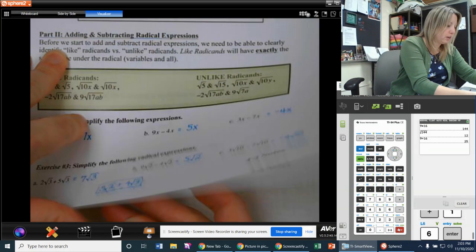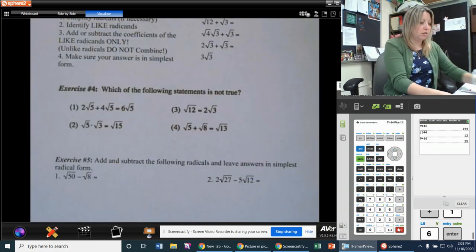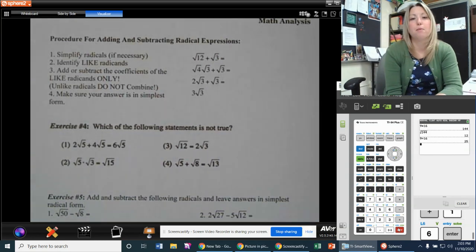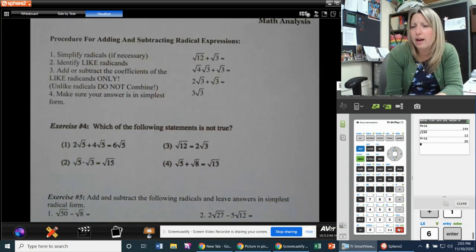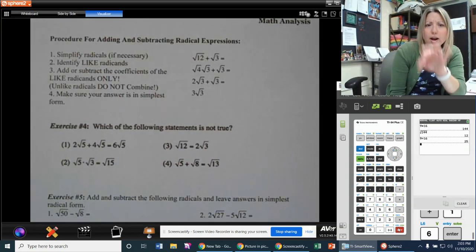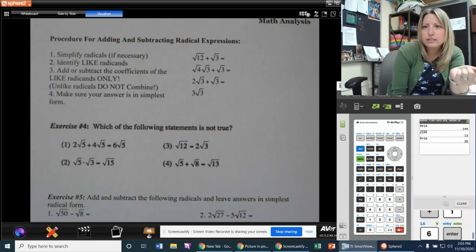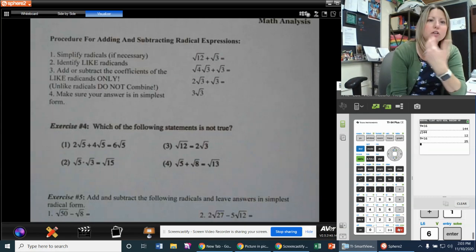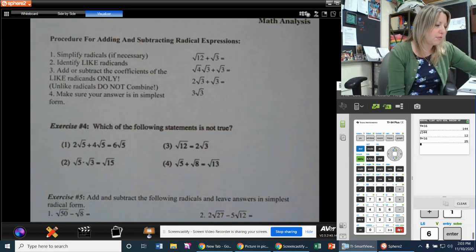Example. There is my procedure for doing so. If you don't have like radicals right off the bat, try simplifying one of the two. See if you end up with like radicals, and then you can add up their coefficients. So that's what happened in this problem.